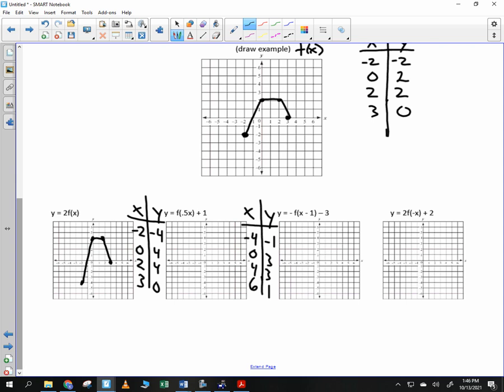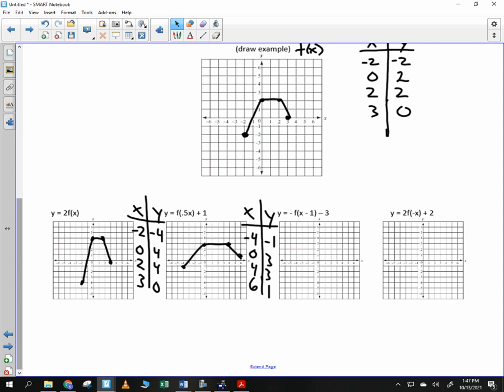I'm going to sketch that, and my sketch should look like it's stretched horizontally. Again, I'm using this sketch as a visual check. Does it look like I pulled it horizontally? I sure did. And it looks like there is a little bit of a shift up.